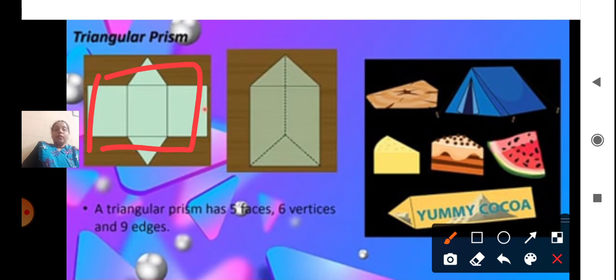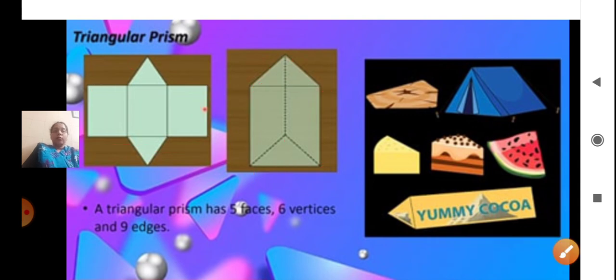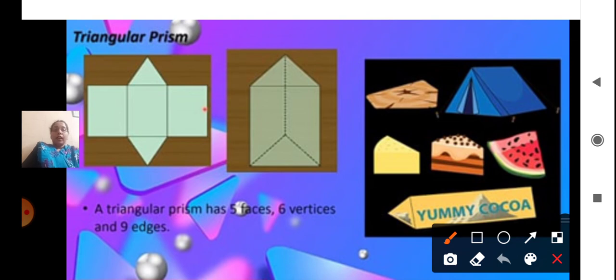These are some examples also which you can see on my screen. A triangular prism has 5 faces: 1, 2, 3, 4, 5. It has 6 vertices: 1, 2, 3, 4, 5, 6. Can you see the vertices? I'll mark it one more time. Vertices means these, 1, 2, 3, 4, 5, 6. These all are 6 vertices, and it has 9 edges.